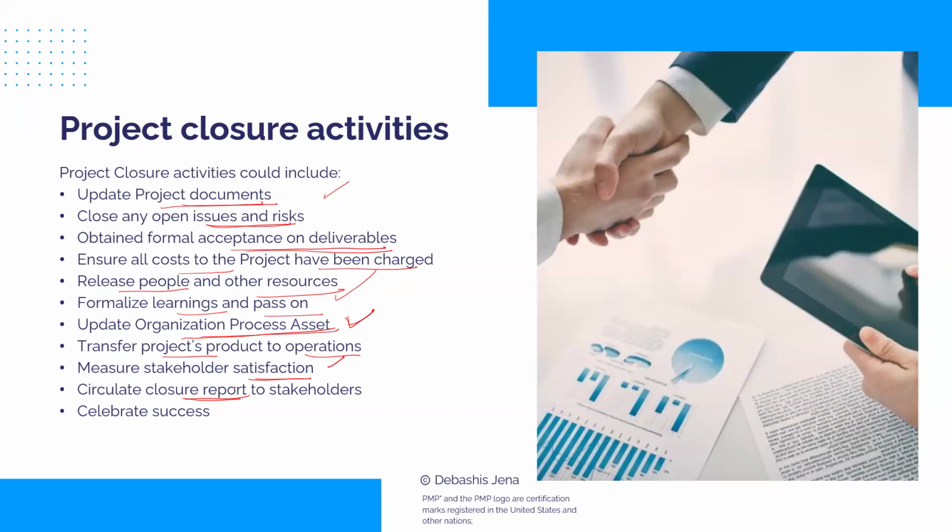Circulate closure report. So final report, project report, closure report, whatever you call it. It's a very common thing. It's like a post-mortem of the project you would do. You would report how the project performed with respect to target. And that's for the PM to do. You would circulate it to all stakeholders. And even celebrate success. Okay, so these are typical closure activities.